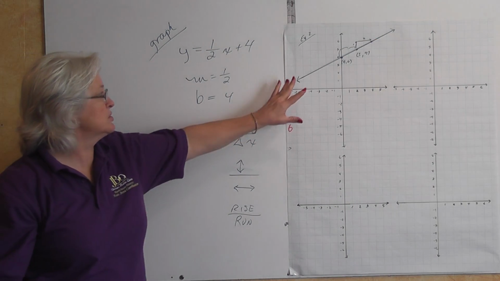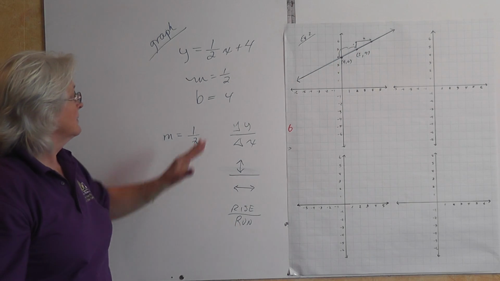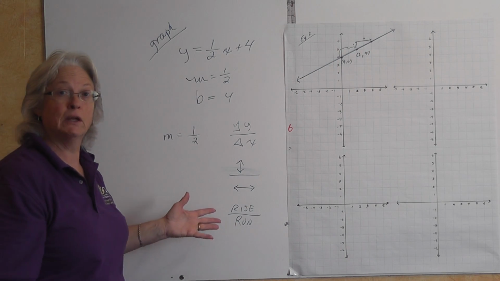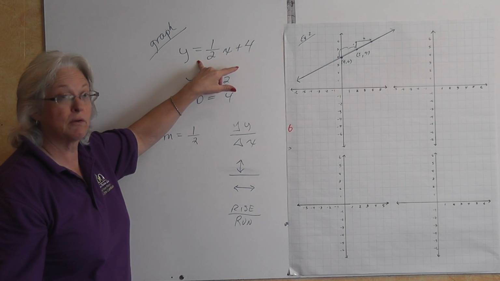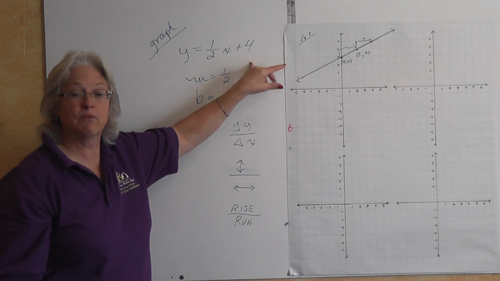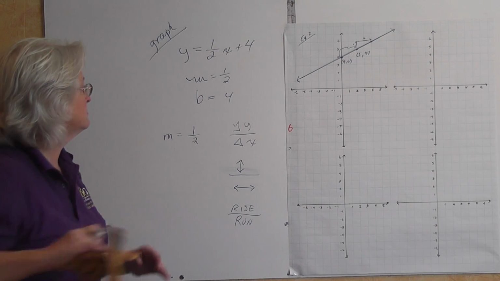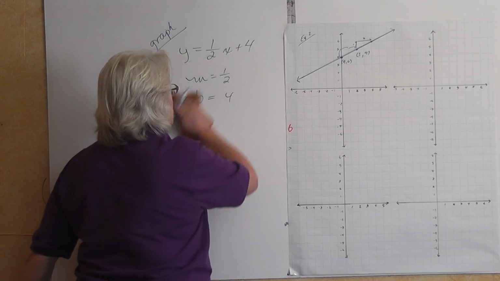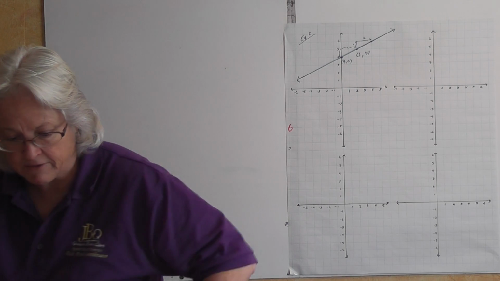So you can count out your slope from any 2 points on the line. That's all that's involved in drawing the graph of a line when you have your equation in slope-intercept form. That's why it's so very, very valuable to you. So let's go ahead and do another example and see what we have.